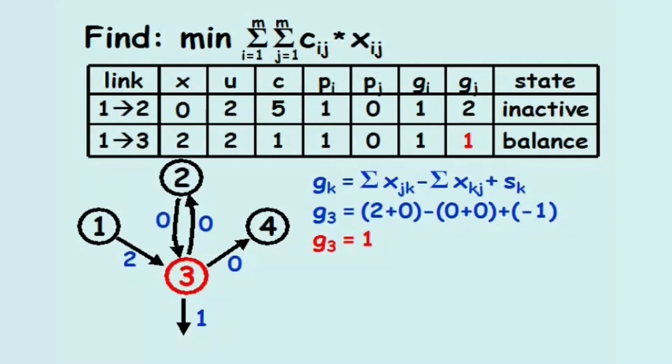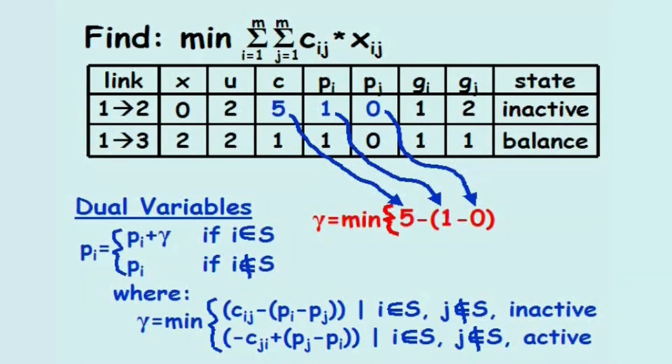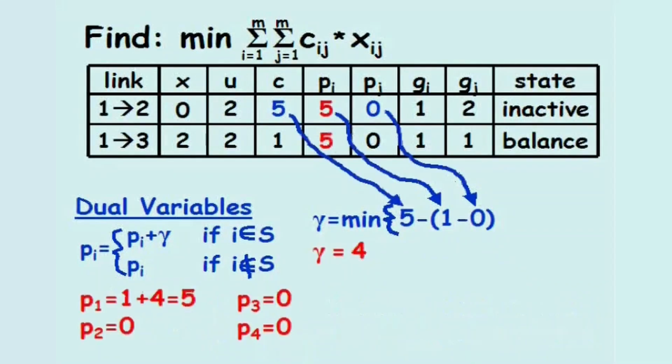Next, the dual variables for all nodes contained in set S are incremented by quantity gamma. This time, link 1, 3 is not considered because it is in balance. So, gamma equals 4. And the dual variable at node 1 is incremented and equals 5. And the other dual variables are still 0.